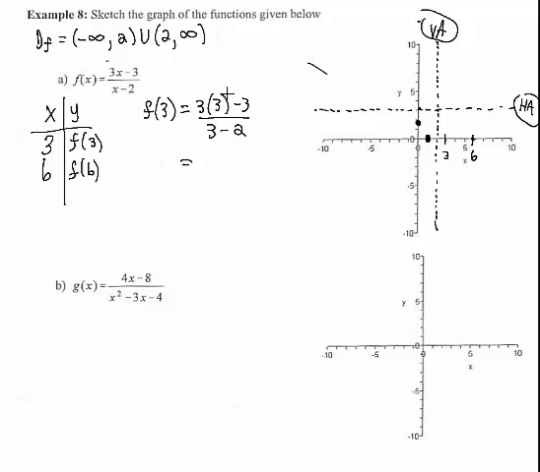So I take f of x, replace all the x's with 3's. 3 times 3 is 9 minus 3 on the top. 3 minus 2 on the bottom is a 1. So in the end, I just get a 6. And I'll go ahead and plot this point: 3, and then I go up to 6, which is just above 5, right about there.